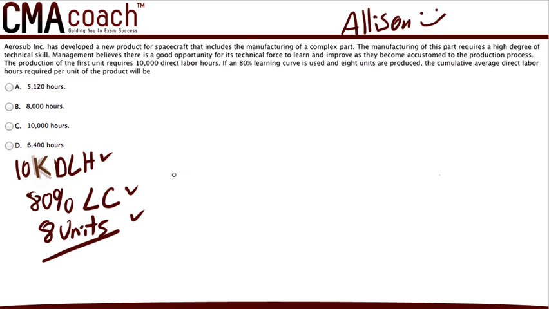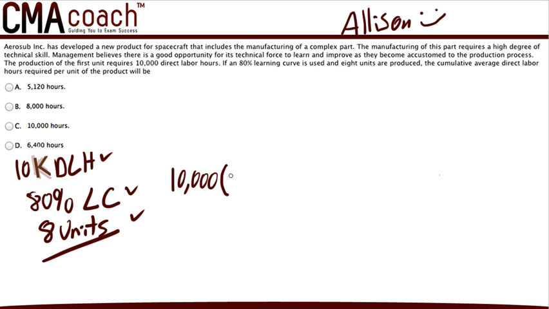Okay, so now that we have this, we have to write down the formula. How do we calculate this particular question? So first of all, we start with the 10,000 hours to produce the first unit. Okay, so once we have the 10,000 hours, and as we know from the definition of the cumulative average learning model, the cumulative percentage is applied only when the units produced doubles. Okay, so when it doubles, then we apply the 80% learning curve.